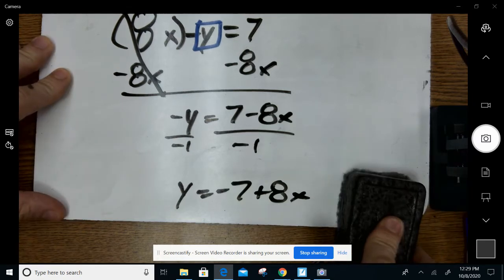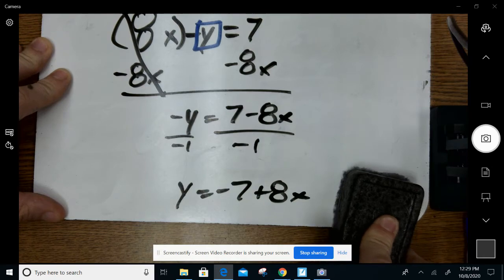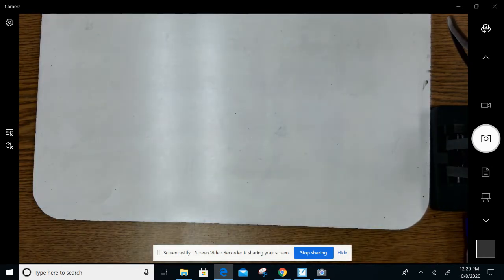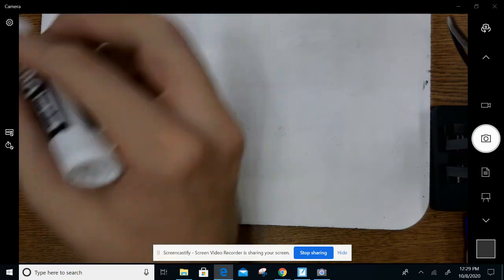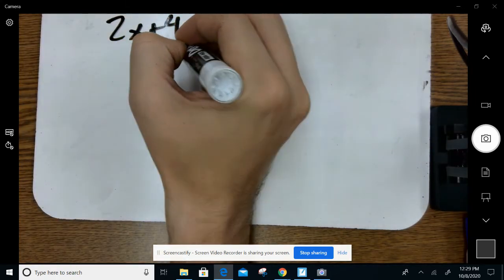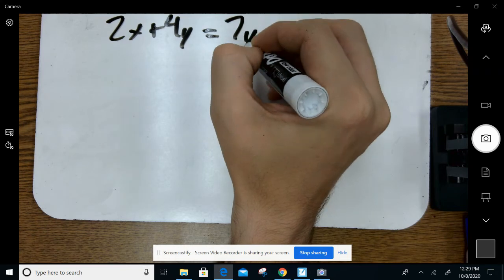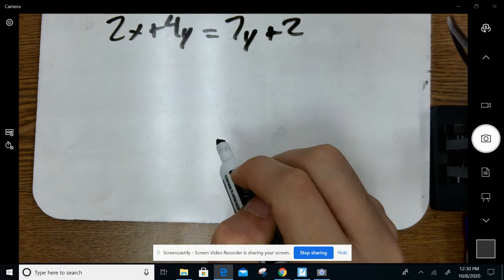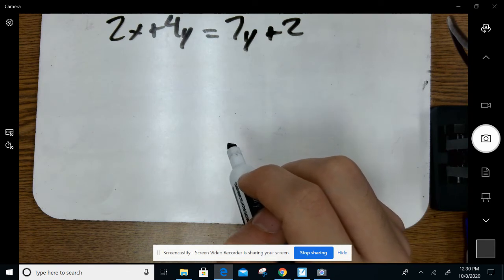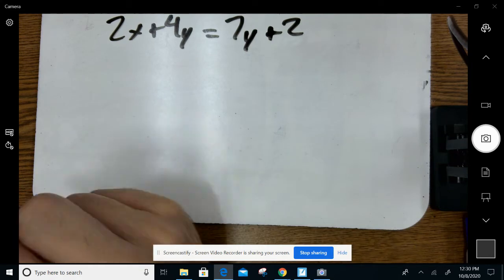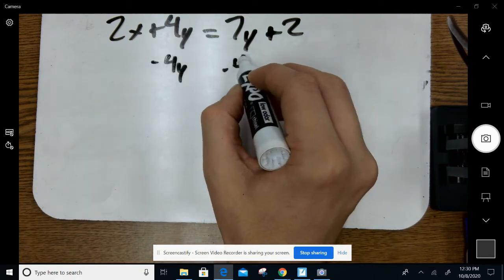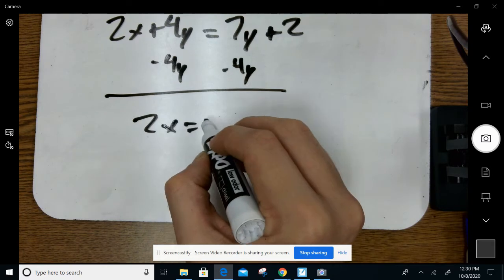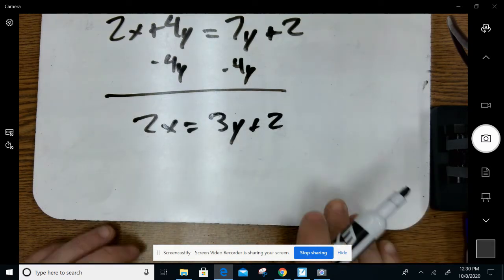Now let me come up with another type of problem you might see. And that would be something like this. So like a 2x plus 4y equals 7y plus 2. So you'll have an example like this. And basically, what you would need to do is combine like terms. Now you could technically do it the way I showed you, where you do reverse distribution, but you could just minus the 4y minus the 4y. 2x equals 3y plus 2, and then just solve for y.